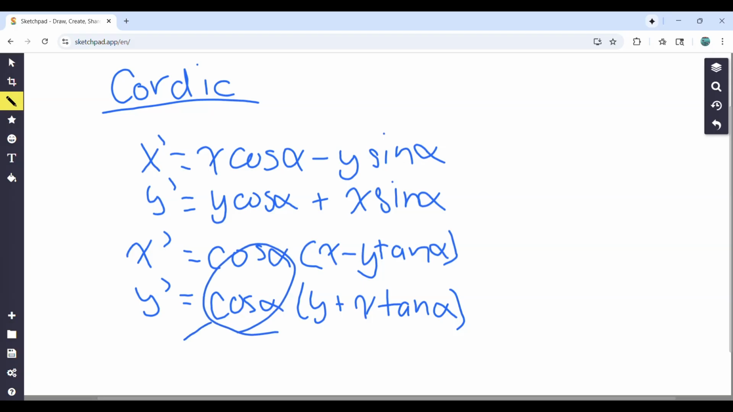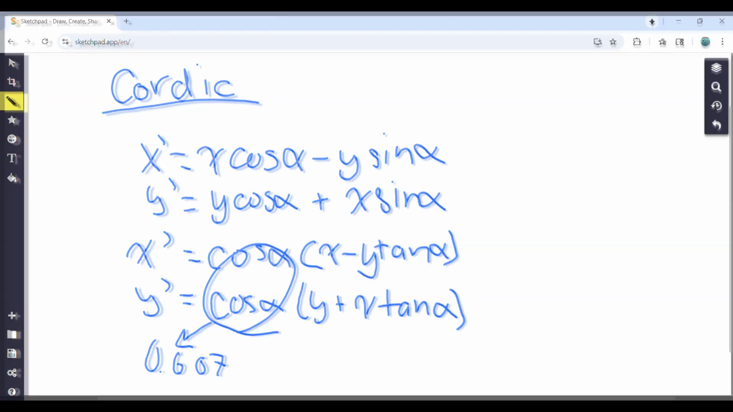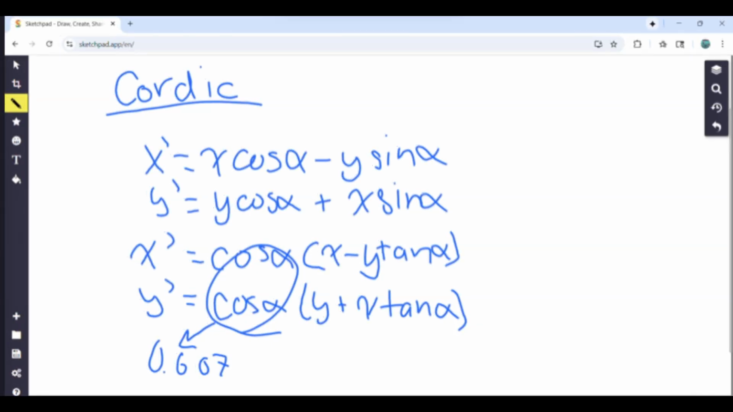The outer cos alpha just scales everything slightly, so instead of applying it each step, we can handle it once at the end with a constant k. Because all the small angles alpha are fixed in advance, k depends only on how many iterations we have. After 4 to 6 rotations, k is about 0.607, so we can just pre-scale our x by that value.